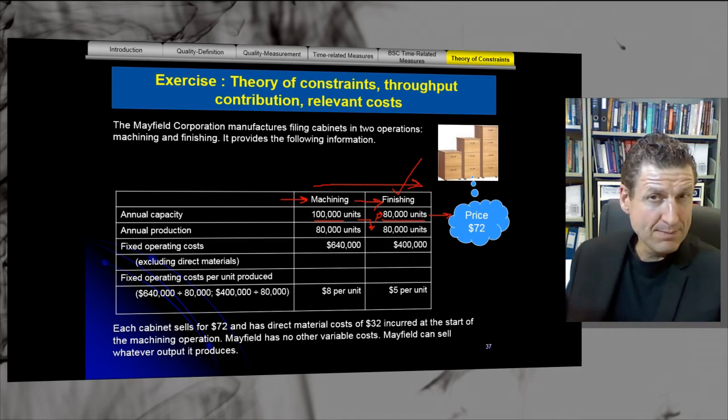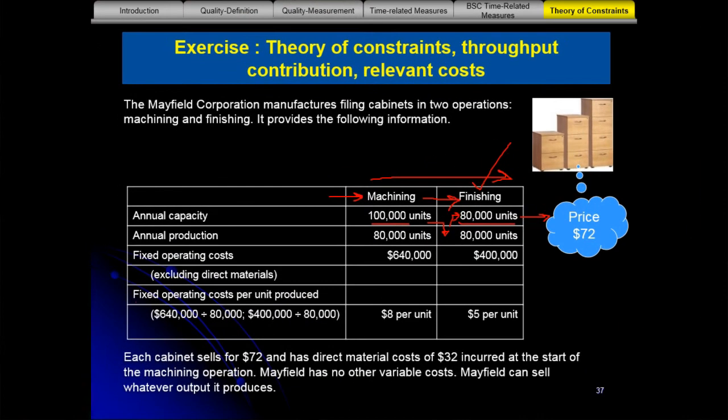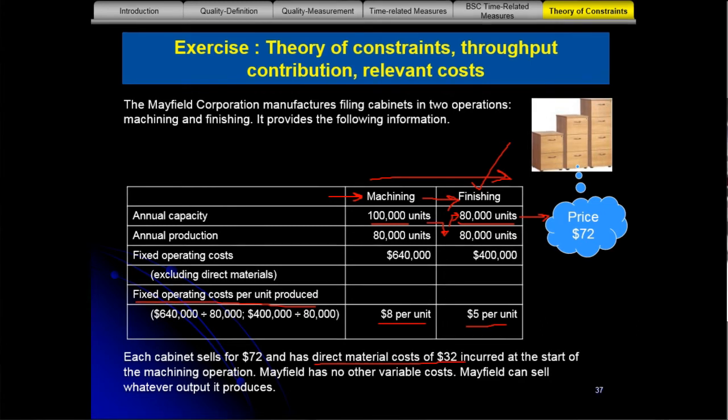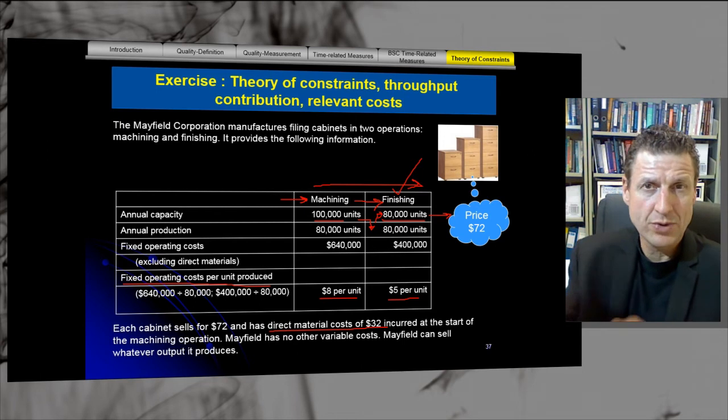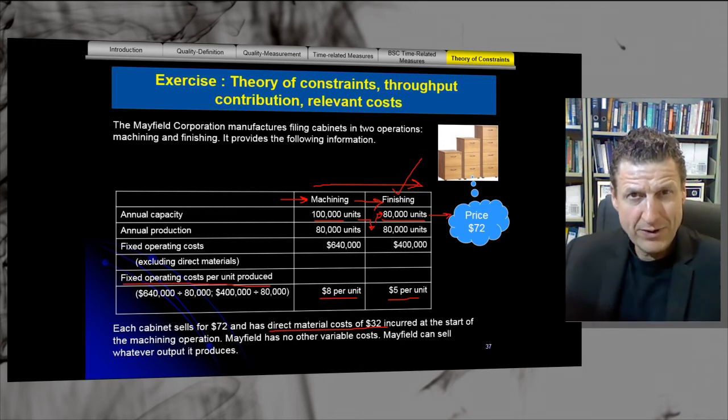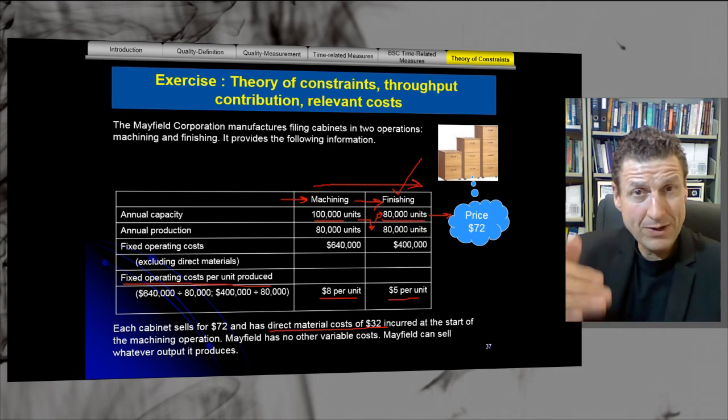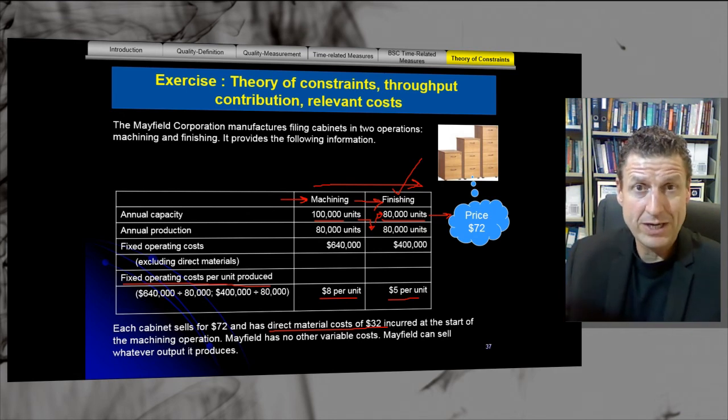Let's have a look at some more information. We have the fixed operating cost per unit produced of $8 per unit for machining, $5 per unit for finishing, but they are not relevant costs. What is relevant is the direct material costs of $32, and that's incurred at the start of the machining operation. Under theory of constraints, the only relevant costs are direct material costs, because we're looking at a very short period where we don't have variances in labor, we don't have variances in overhead, we don't have variances in selling costs, administration, and other activity-based costs that may vary with units of production.